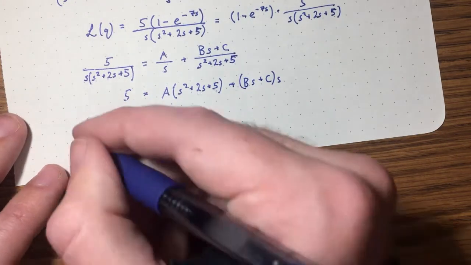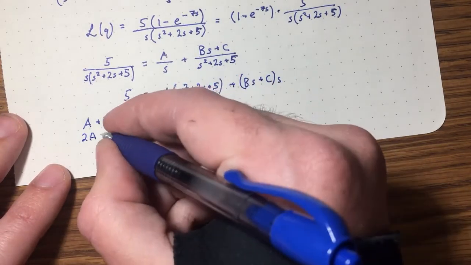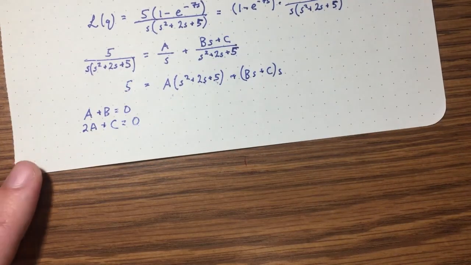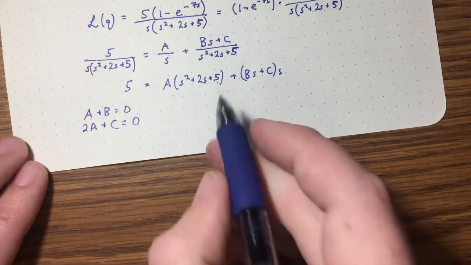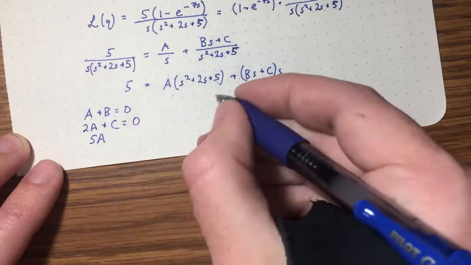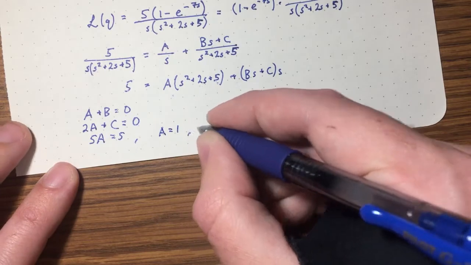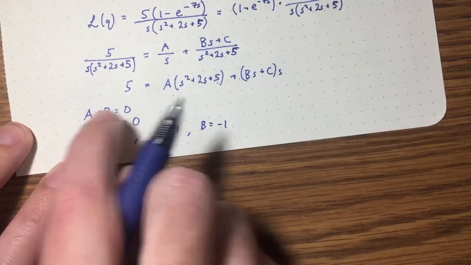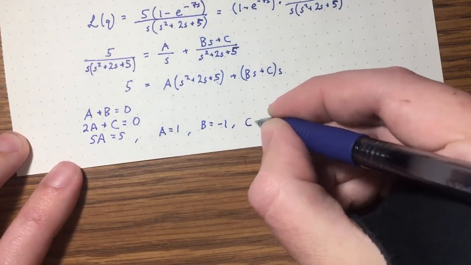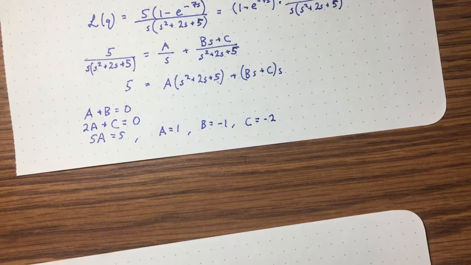Then my s terms: 2as plus cs has to equal 0s. I don't have any s terms on that side, so the coefficients have to be the same. And then my constant terms, I have 5a, and that's my only constant term over there. That just has to equal 5. Oh, that's really nice. That just tells me a is 1, b is -1 from this first equation, and c is -2 from the second equation. Okay, very nice.